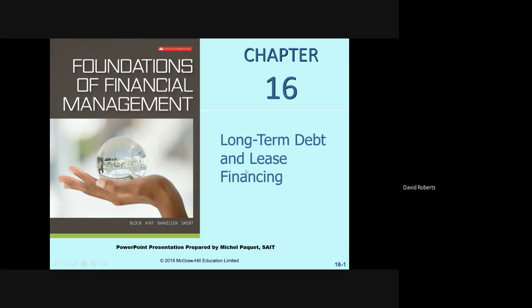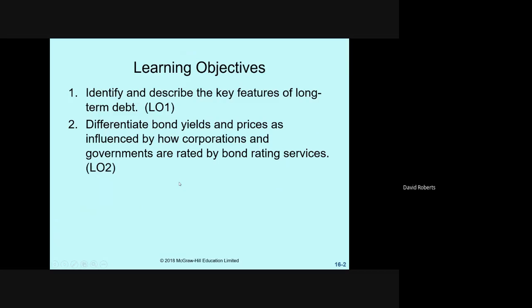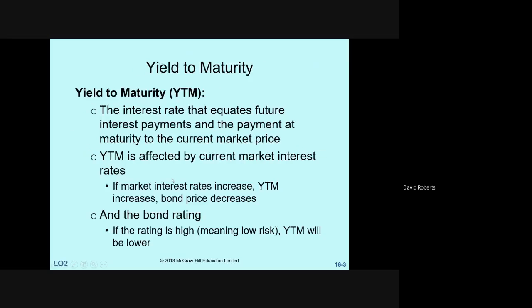Chapter 16 has to do with long-term debt and lease financing. We're going to talk about some long-term debt, which is basically bonds, and we're going to look at different bond yields and their prices. Yield to maturity is something you've actually done before when we calculated yield in the Excel assignment, and we calculated yield in chapter 9 and then again in chapter 11 in particular.